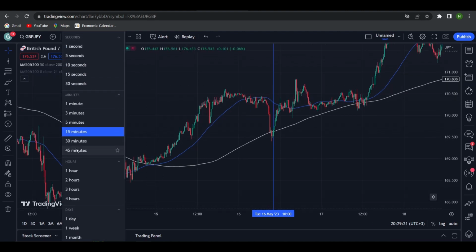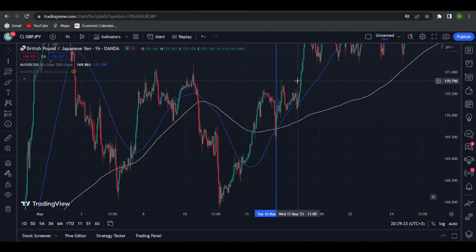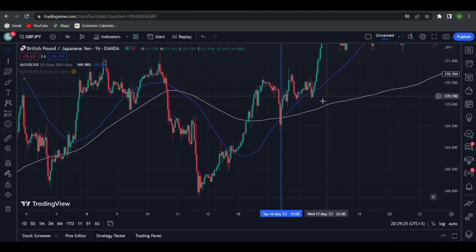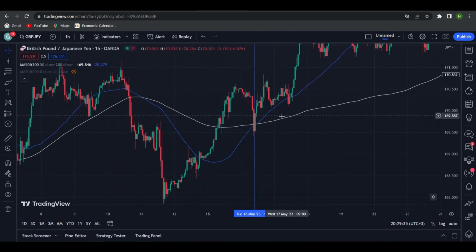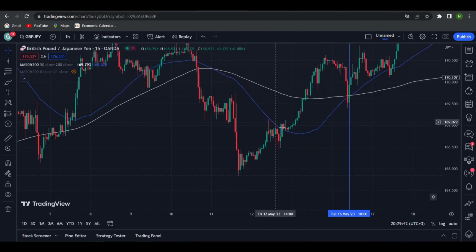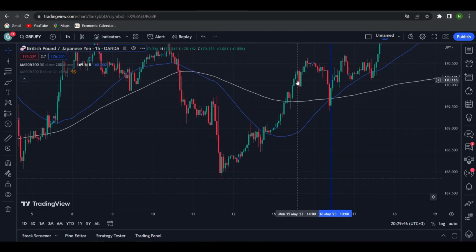So if I were to switch to the 1 hour time frame, you can see that we have the same moving averages, same colors, with the white representing the long term, the blue one representing the short term. And in case the long term is beneath the short term, we're looking again for buy positions, and if the short term one is beneath the long term one, we're looking for sell positions. So both of these need to point to the same direction.